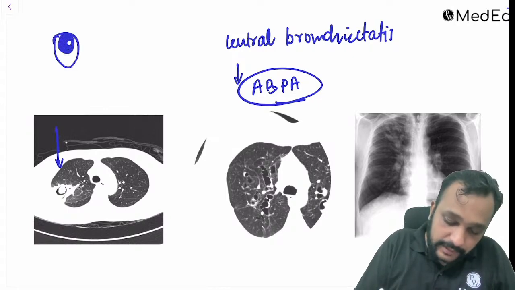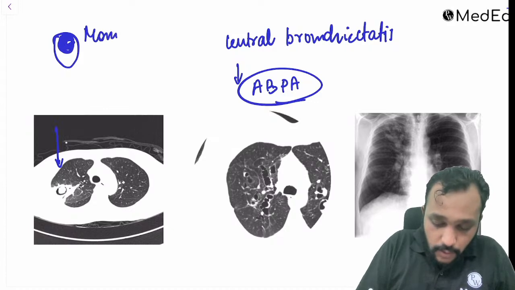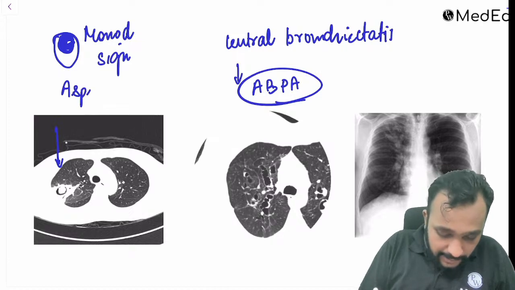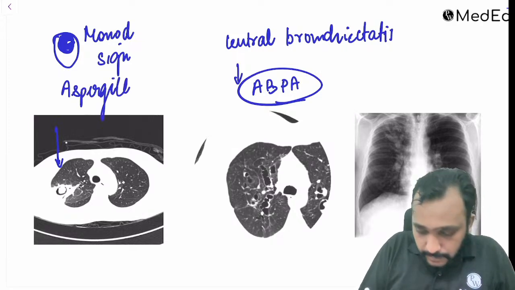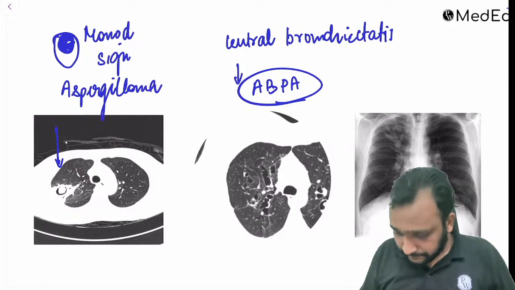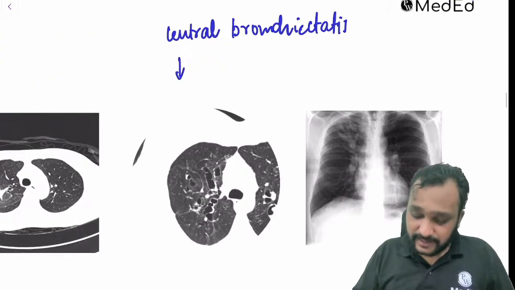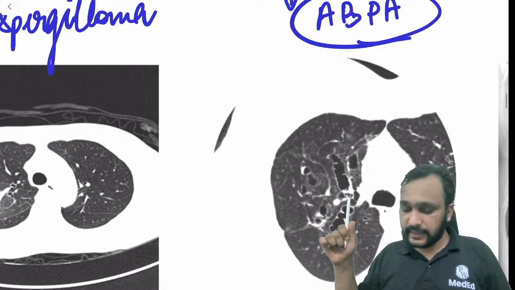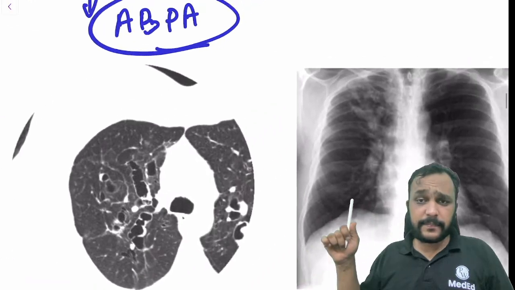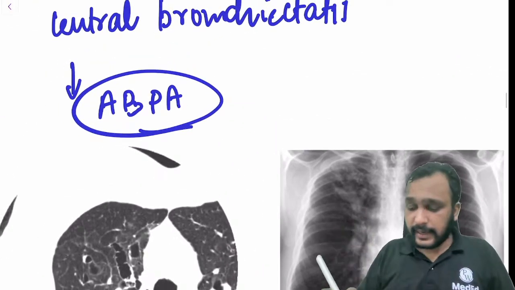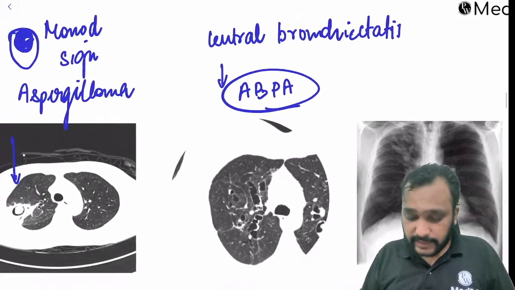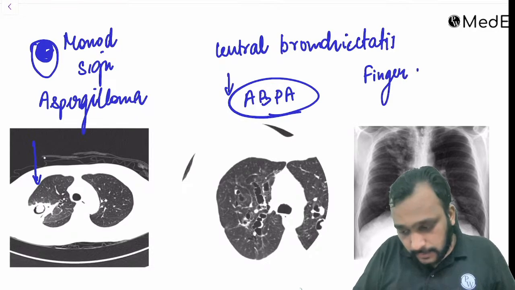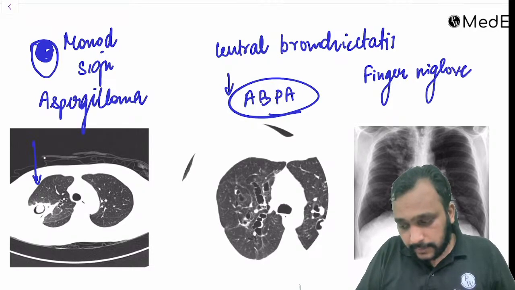In the first image guys, we can see that there is a cavity, and that cavity is having a ball within it, and this is the Monod sign that is seen in patients with aspergilloma, right? And in the third image guys, these dilated bronchi are getting filled with fluid, okay? And because they are getting filled with fluid, they are giving an appearance that is known as finger in glove appearance, right?